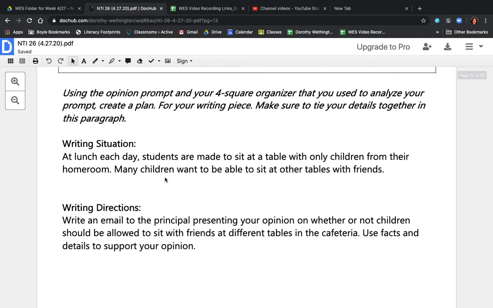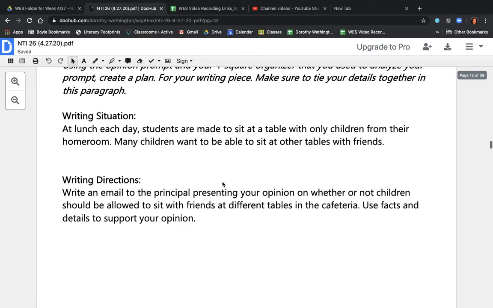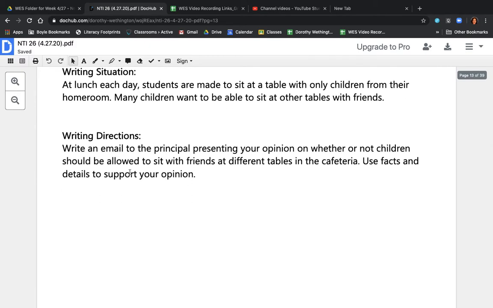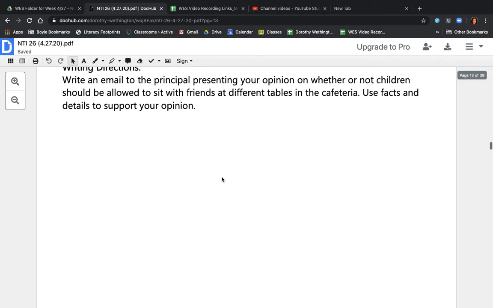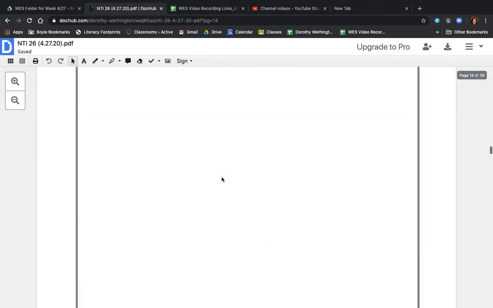Writing situation. At lunch each day, students are made to sit at a table with only children from their homeroom. Many children want to be able to sit at other tables with friends. Writing directions. Write an email to the principal, presenting your opinion on whether or not children should be allowed to sit with friends at different tables in the cafeteria. Use facts and details to support your opinion. Pre-writing.